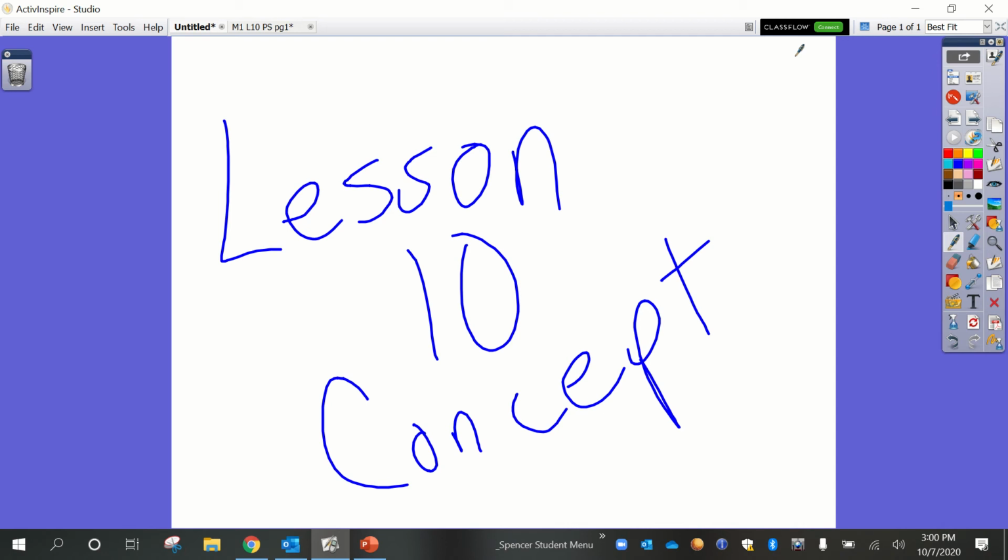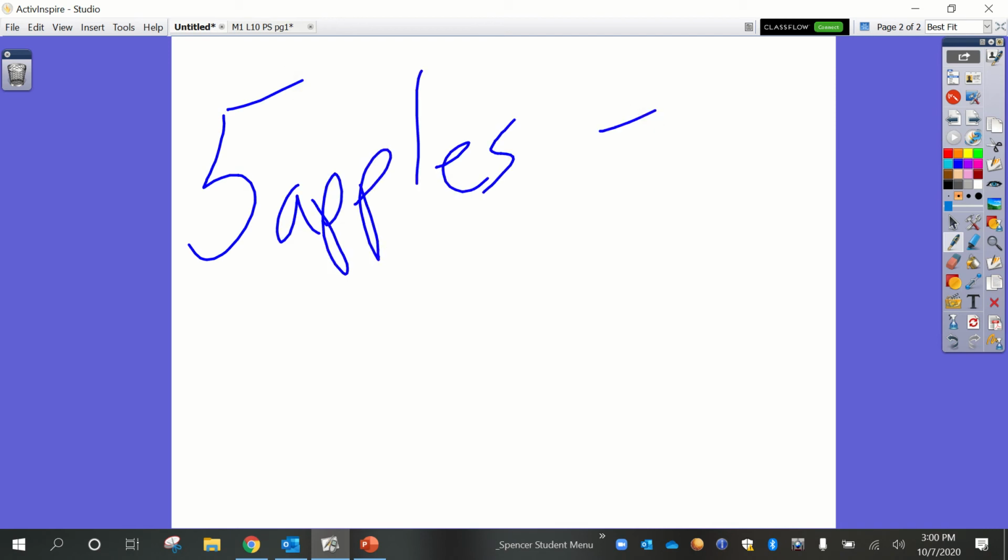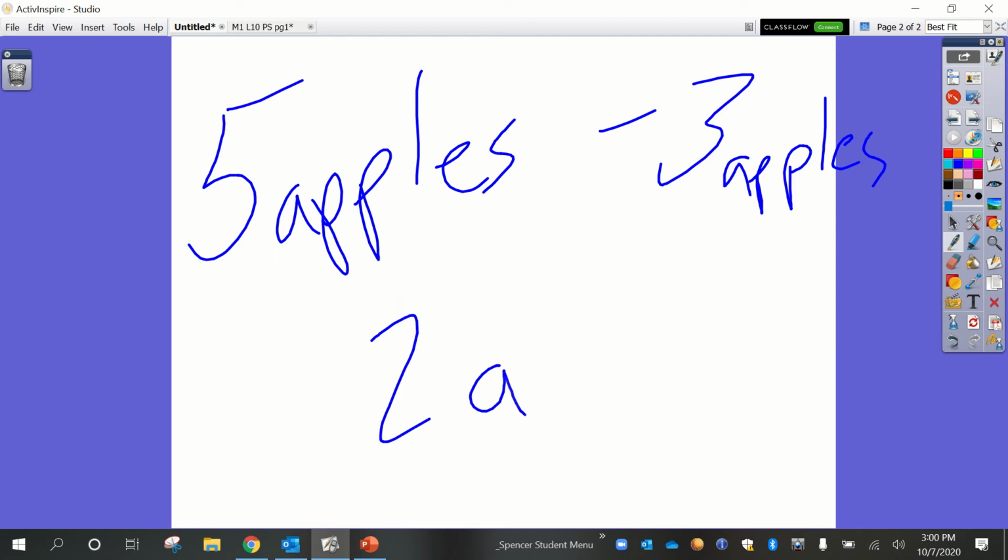But without further ado, let's start subtracting some decimals. So we're going to start with some unit form practice. Anytime we're doing it, if I have apples, 5 apples minus 3 apples, what would the answer be? You take 3 from 5, you're left with 2. And that would be apples, right? Because that's the unit. So 5 apples minus 3 apples is 2 apples.